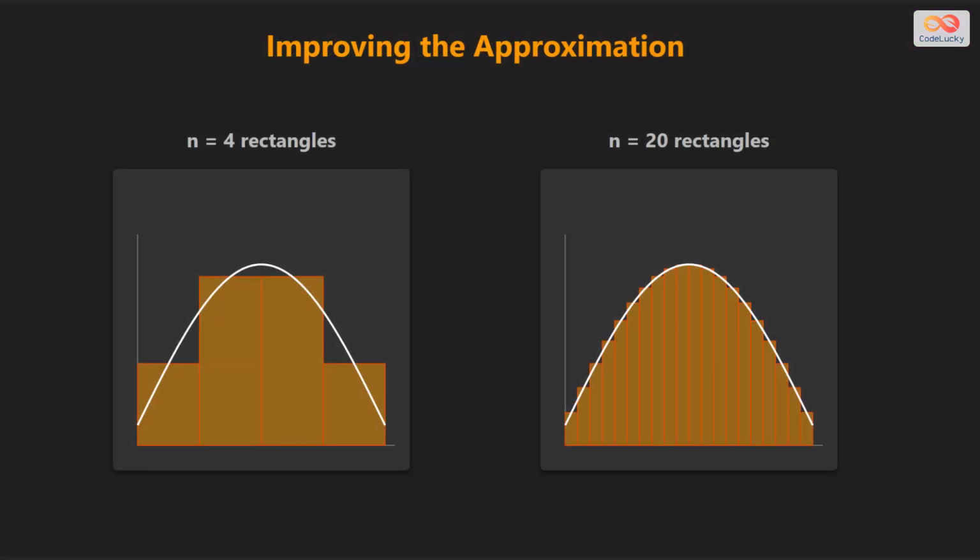So, how do we get a better answer? The secret is in the numbers. If we use only 4 rectangles, the error is quite large. But if we increase the number to 20, the rectangles become thinner and they hug the curve much more tightly. The gaps become smaller.